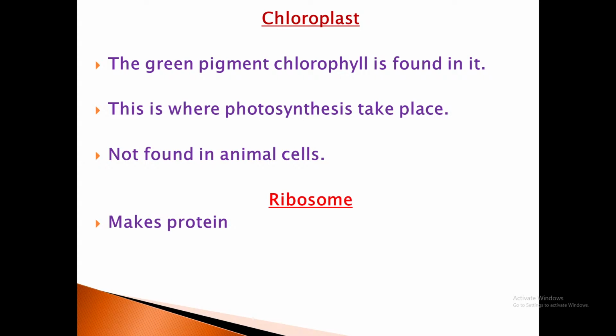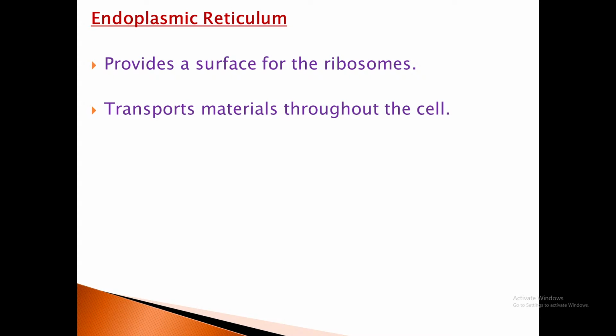Moving down, the ribosome, the function for the ribosome is to make or manufacture protein. Endoplasmic reticulum, that's the final component that we're going to look at in terms of the cell organelles. So the endoplasmic reticulum, its function is that it provides a surface for ribosomes. So in terms of ribosomes being situated in the cell, the endoplasmic reticulum, of course, accommodates the ribosomes. And the second function, the second pointer is saying that it transports materials through the cell.